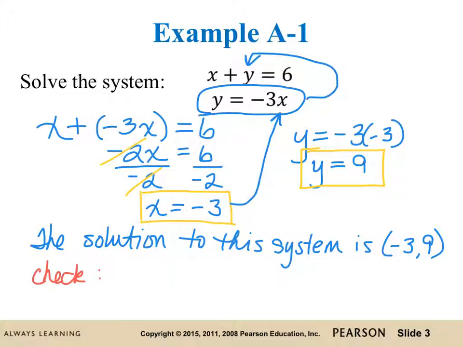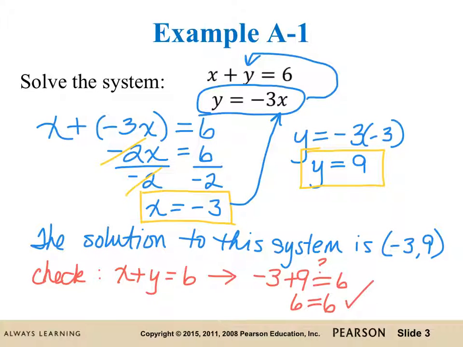And using x plus y equals 6, and substituting negative 3 for x and 9 for y to see whether or not those two add up to 6. Well, negative 3 plus 9 is indeed 6. 6 is equal to 6, which is a true statement, and our solution checks.